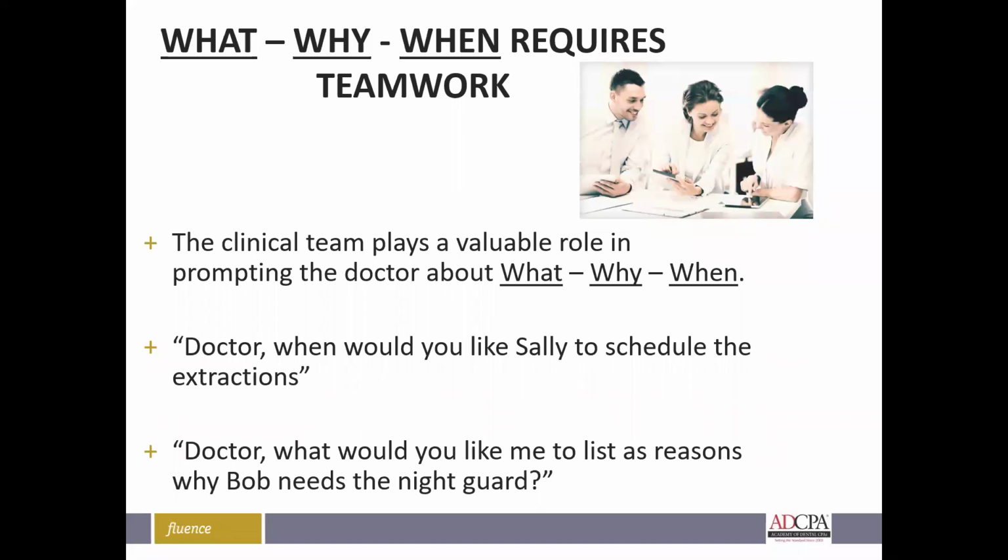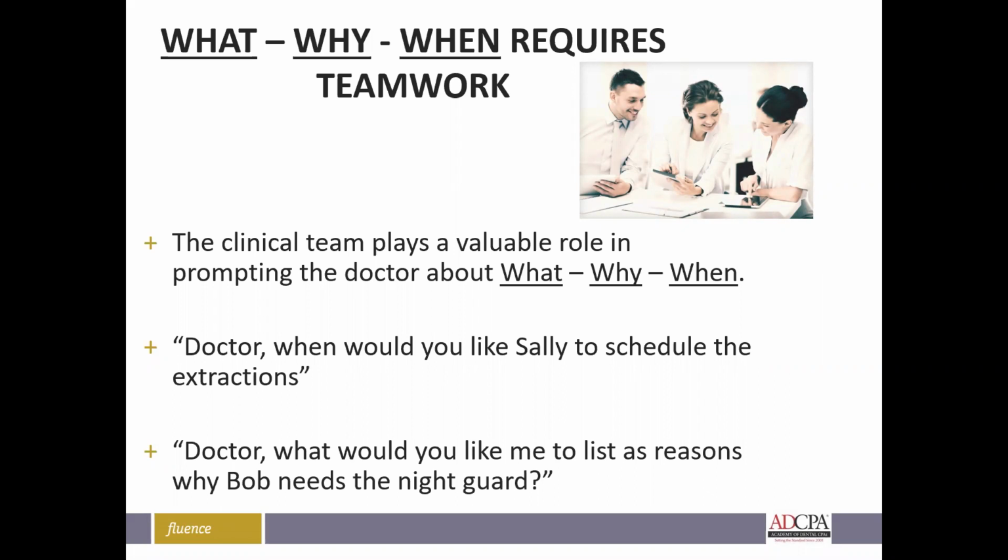The final point I want to make about what, why, and when is that it requires teamwork. We can't expect that doctors are always going to remember these key points when emphasizing treatment. So doctors, I encourage you to empower your clinical team that whenever these points are not emphasized, whenever the clinical team senses the patient might be confused, to ask you, to prompt you about these items.